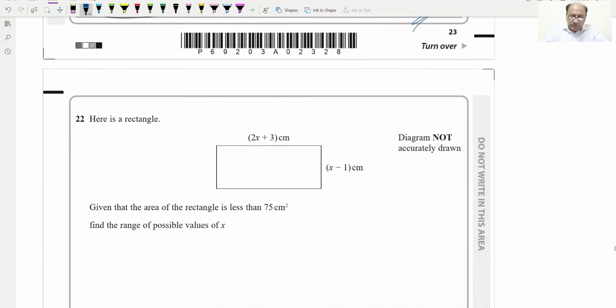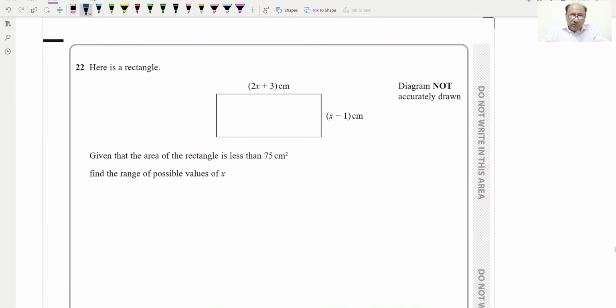Hopefully you understood this. Now here is question number 22, which is simple, but writing the answer is a little tricky. Here is a rectangle. These two sides are provided. The diagram is not accurately drawn. Given that the area of the rectangle is less than 75. This is important information. And find the range of possible values of x.